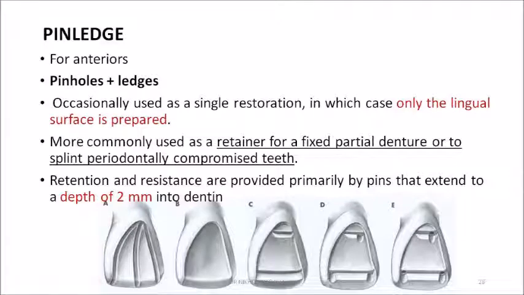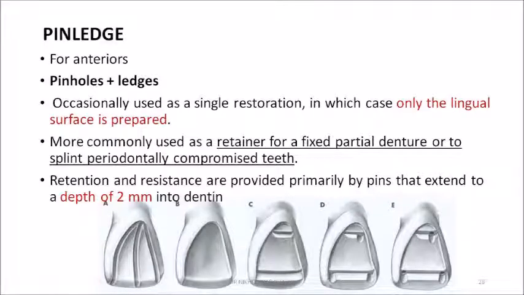First, depth grooves are given, then the lingual aspect of the tooth is prepared. Then we give 2 ledges, one on the cervical and one on the incisal aspect. Then we give pinholes on the ledges. So that's how the pin ledge preparation is done. So it's given only for the lingual surface. The pins basically give retention for the restoration, and the depth of the pin will be 2 mm into the dentin.